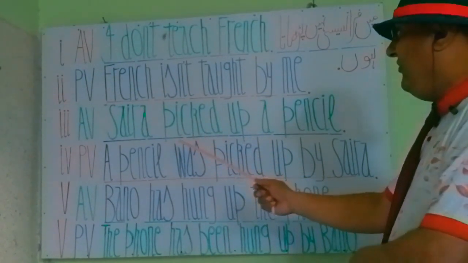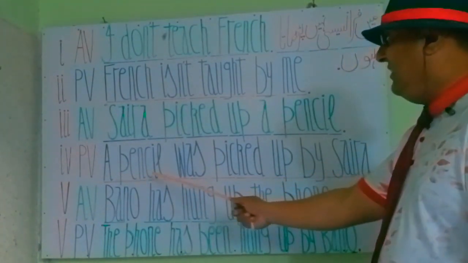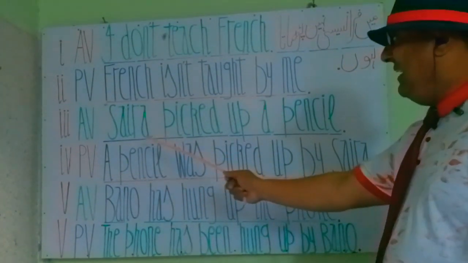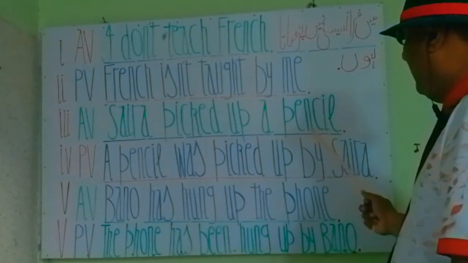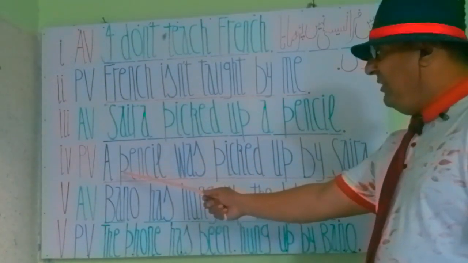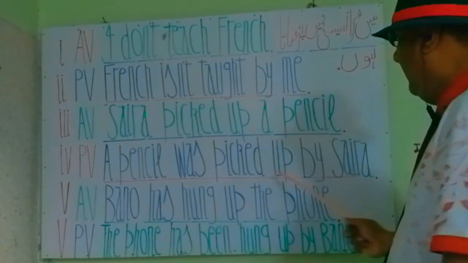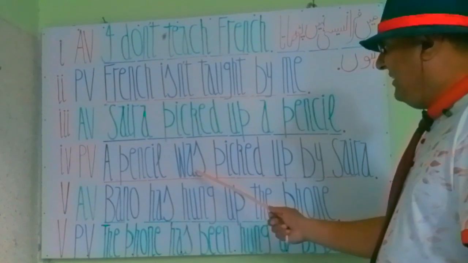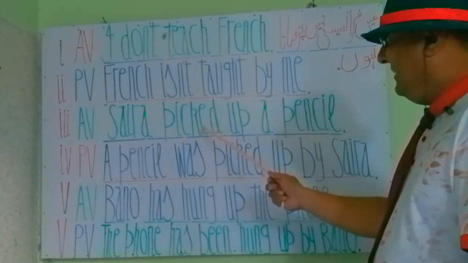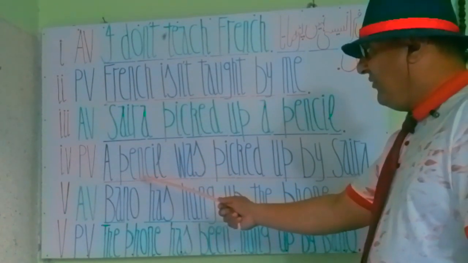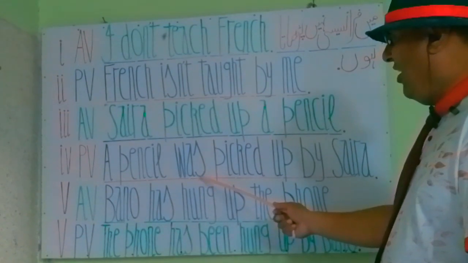Let's see its changes. It's going to change to passive voice. You see my students, passive voice statement you see again. This Saira subject and the object a pencil will replace each other. So you see in passive, a pencil was picked up by Saira. You see we have was here because in the past tense when we make changes to passive, after writing the subject we add was or were.